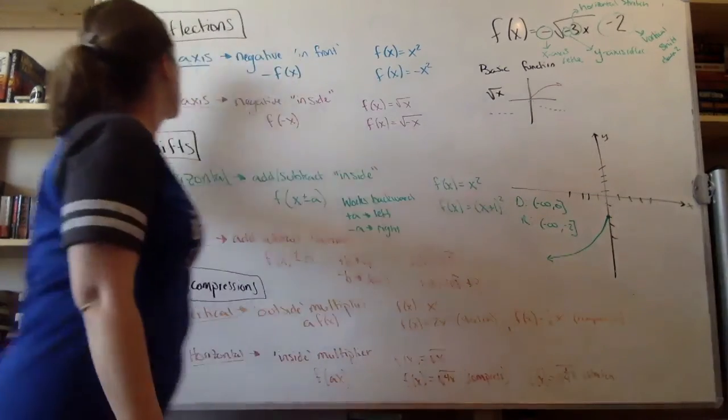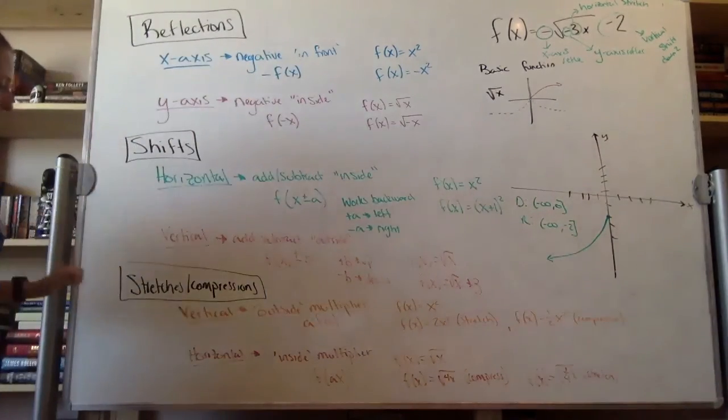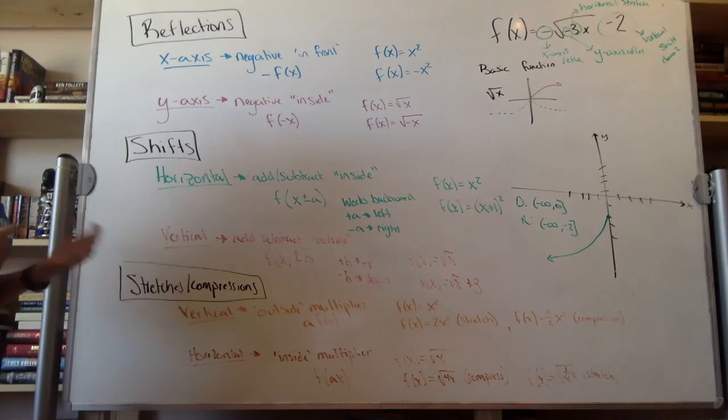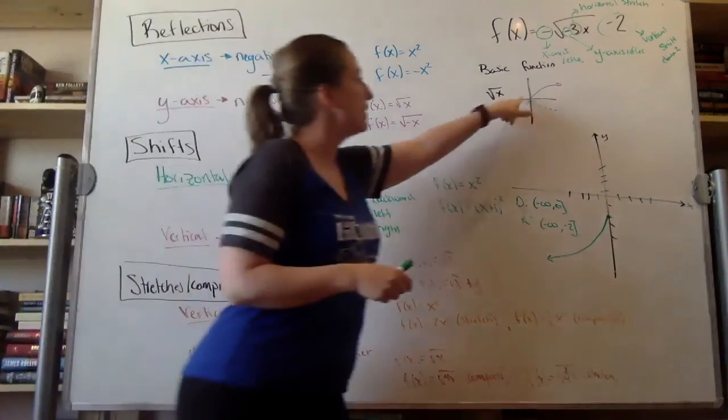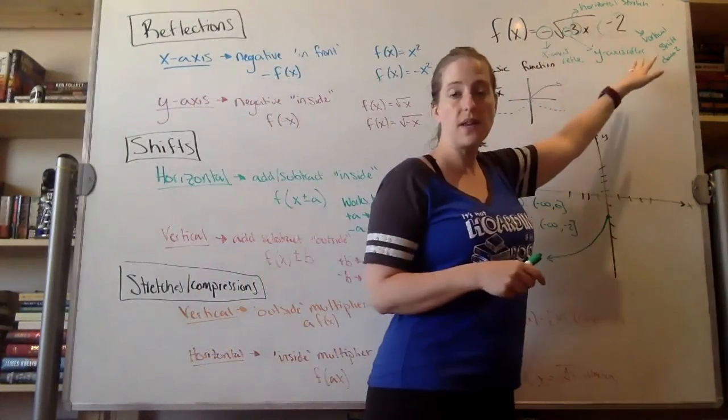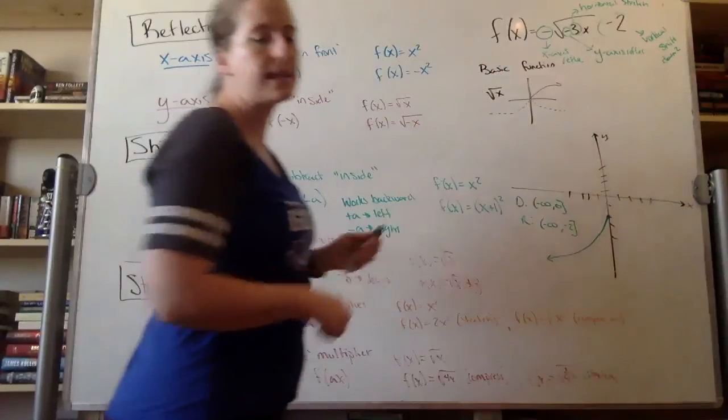All right, so again, we've got reflections, shifts, and stretches and compressions. With this, we can sketch any transformed function. So once we have the basic shape, once we know a function's basic shape, as long as it's in transform form and we can identify the transformations, we can get a nice sketch of that function.